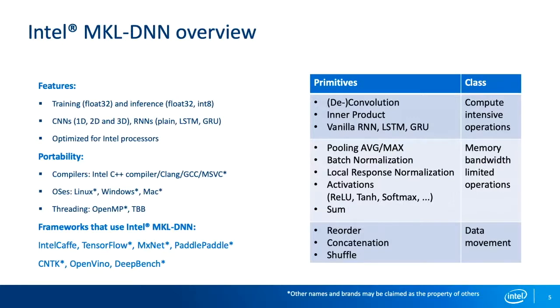There's currently int8 support for inference, but only float32 for training. We're working on adding more int8 support. And of course, it's optimized for Intel processors. So the whole idea of the project is we understand the processor better than anybody else, and we need to write code as close to the processor as possible to make our deep learning faster.